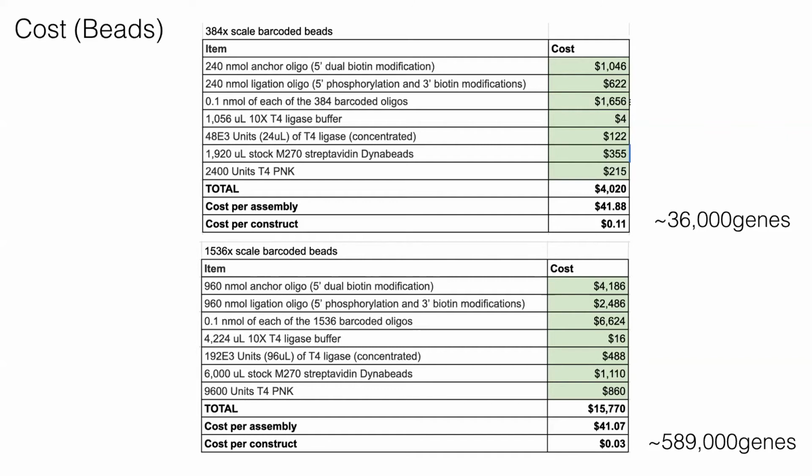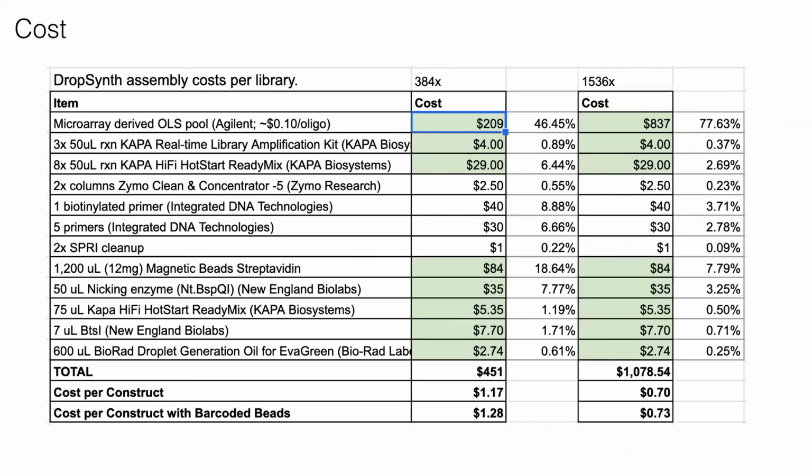At the 1536 level, economies of scale start to kick in even more, and so with an investment of about $16,000, with a cost of about 3 cents of beads per gene, you'll be able to assemble just over 500,000 genes. And in terms of the actual assembly itself, here I'm showing the cost and the proportion relative to total at the 384 level and the 1536 level.